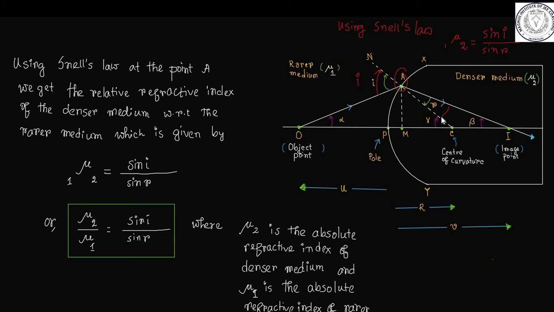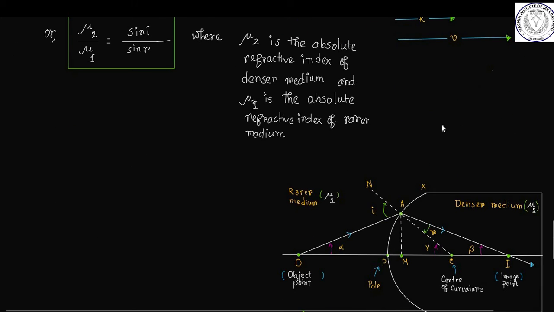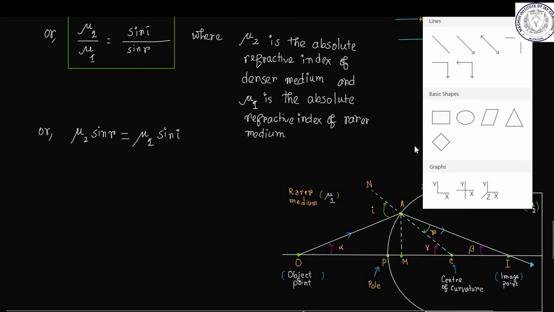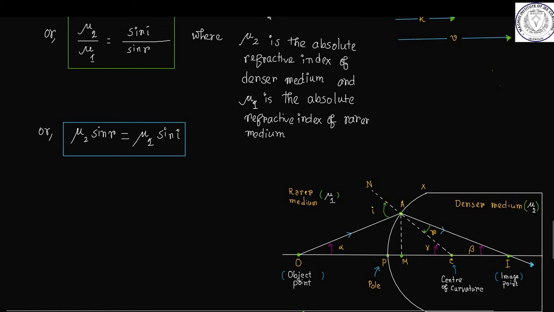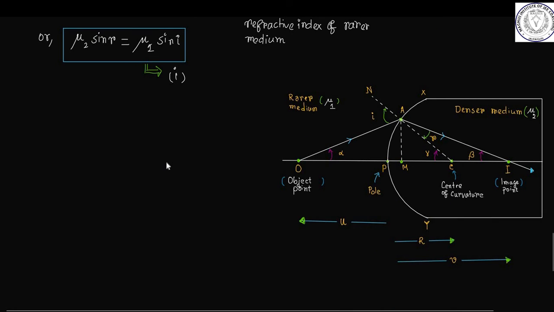Using Snell's law at the point A with angles I and R, we get 1mu2 equal to sin I by sin R, or mu2 sin R is equal to mu1 sin I, which is equation 1.